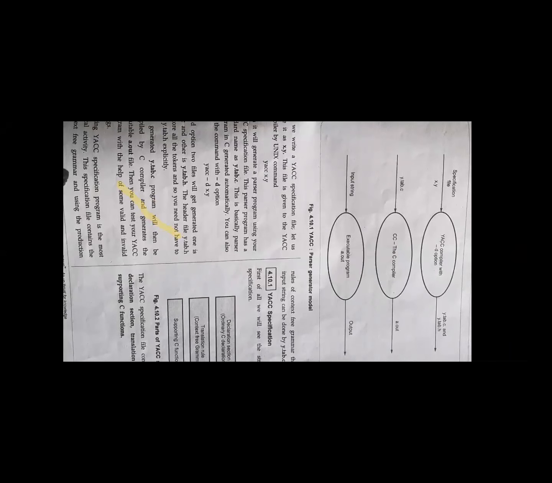Already you know from the lab program: y.tab.c. Whenever we need to run the YACC program, we get y.tab.c and y.tab.h for the header files. To compile your YACC program, we have the minus d option, which tells the YACC compiler to compile and run the YACC program. y.tab.c goes to the CC compiler. Already you know CC lex.yy.c; here also y.tab.c. Here also we have CC, which gives the output in a.out.